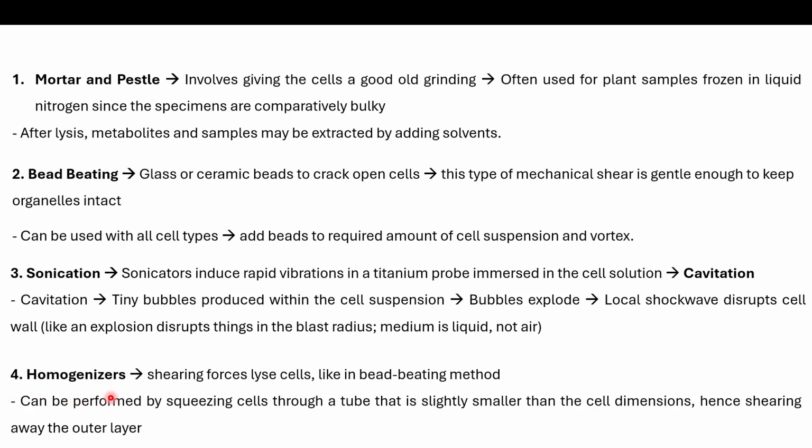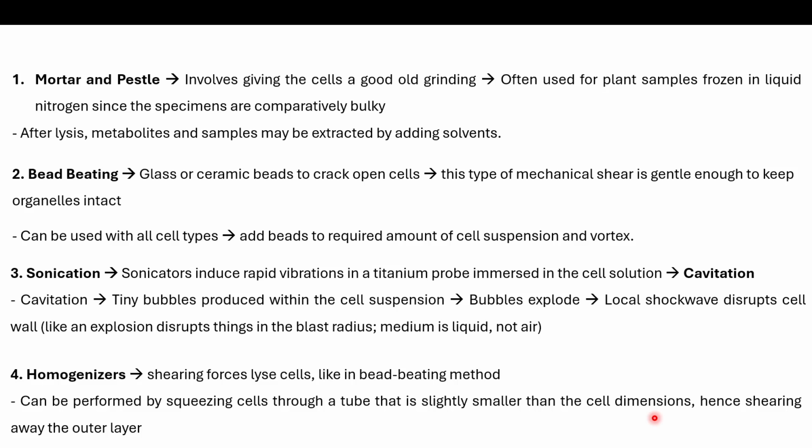Then there are homogenizers, which again use shearing forces, which eventually lyse the cells, almost similar to how bead beating works, and it can be performed by squeezing the cells through a tube that is slightly smaller than the cell dimensions. Imagine you have a very narrow passage through which the cells are passed, and the passage is actually narrower than the diameter of one cell.